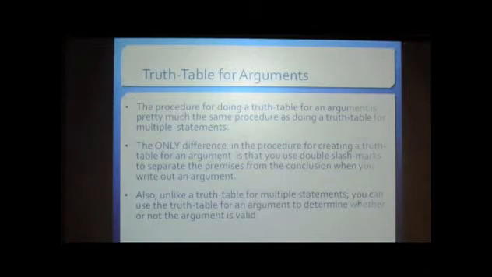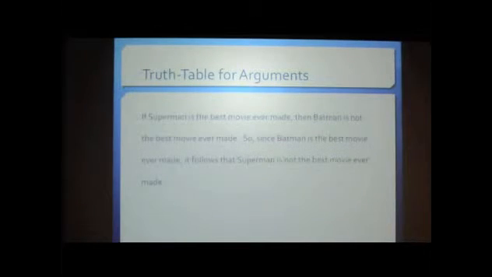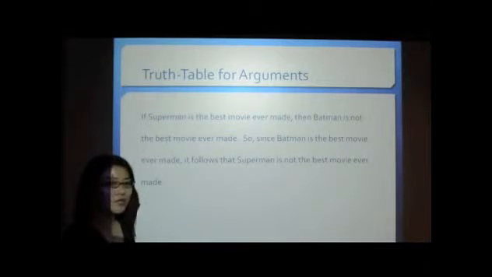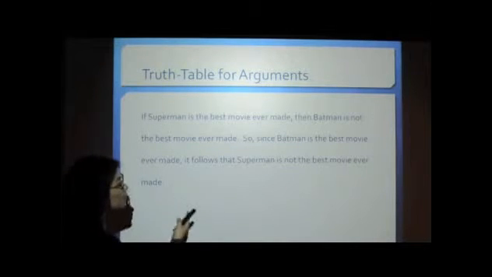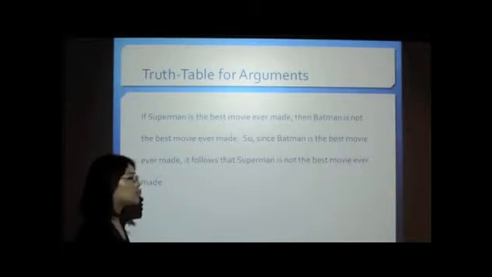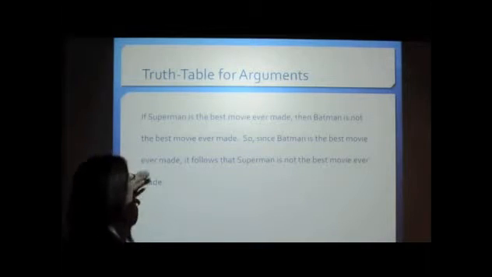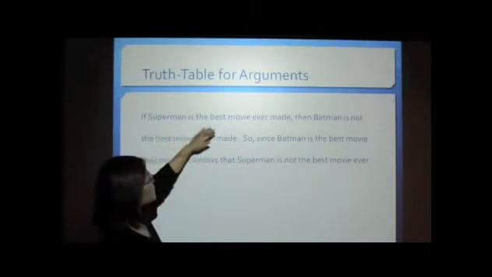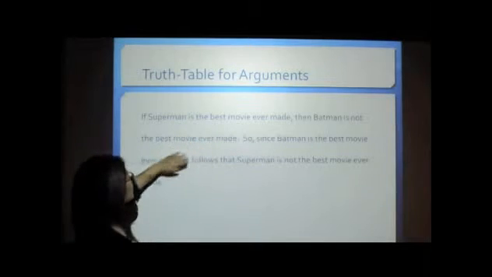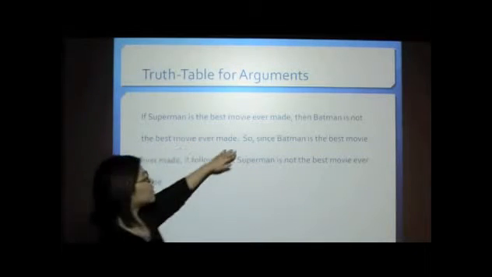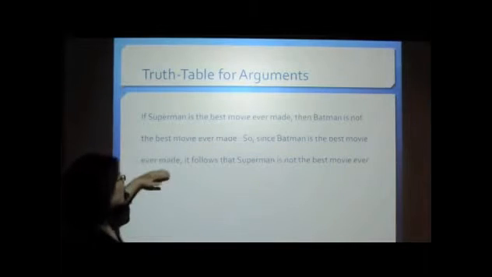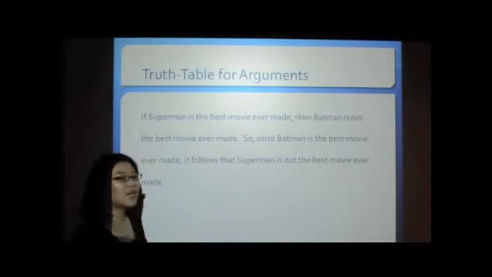Okay? So let's look at an example of an argument. So here's an example of an argument, and we're going to go from the argument given in ordinary language to setting up a truth table for this argument and using the truth table to determine the validity of that argument. Okay? So this argument states, if Superman is the best movie ever made, then Batman is not the best movie ever made. So since Batman is the best movie ever made, it follows that Superman is not the best movie ever made.